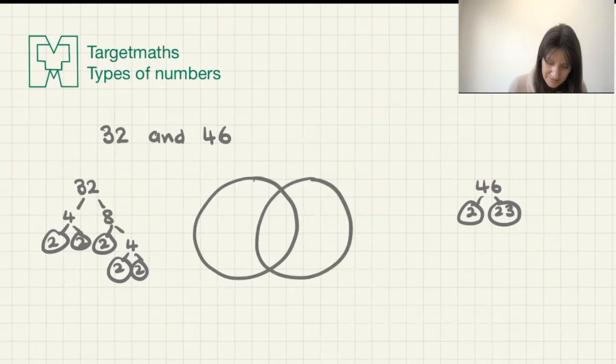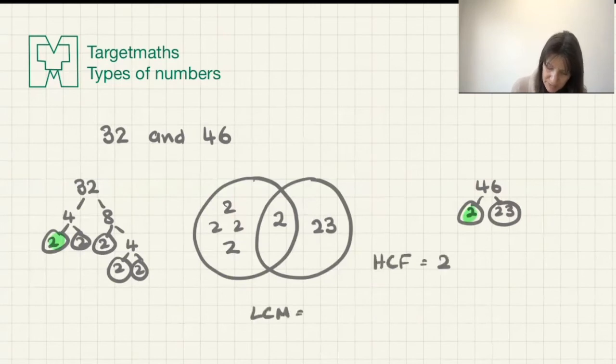Okay, in goes my Venn. So I am going to match that 2 with that 2. 2 is going in the middle. And that is the only thing going in the middle. So I've got another 4 2s to pop in there and a 23 to pop in there. So my highest common factor is 2. And my lowest common multiple is 2 times 2 times 2 times 2. 1, 2, 3, 4, 5. I need another one. Times 23.